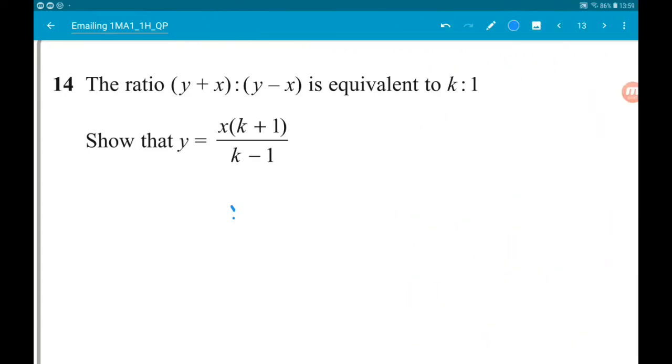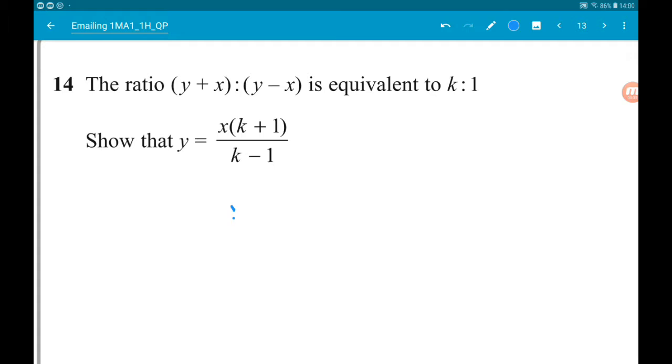Okay, number 14. So they found another way to make ratio look quite scary. So the ratio y add x to y minus x is equivalent to k to 1. From that, we want to show that y is equal to x times k add 1 over k minus 1. Okay, so the first thing we need to do is turn the ratio into the form where it has a 1 on the right hand side. Then whatever we have on the left is what k is, because it will be in the same place.